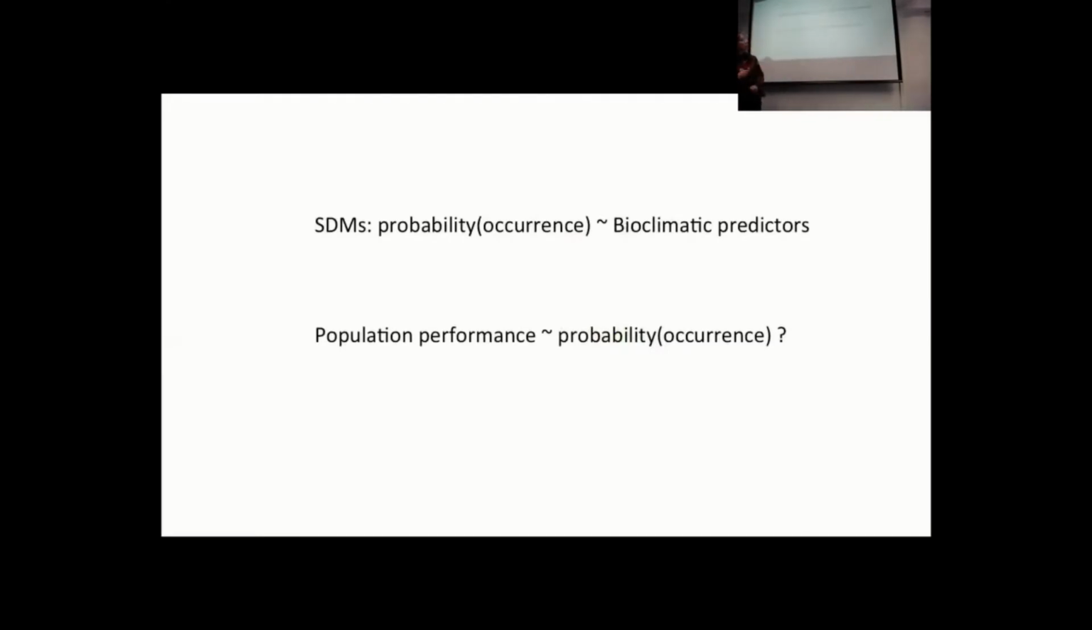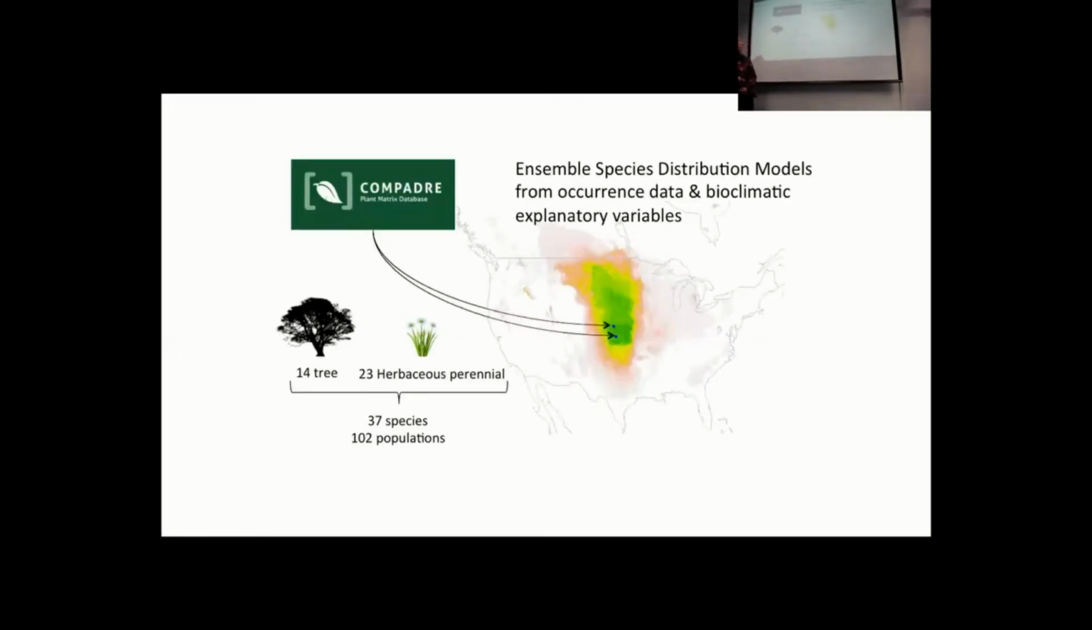So this is where we're building climate suitability models, predicting probability of occurrence from occurrence data by using bioclimatic predictors. Can we then take those predicted probabilities of occurrence and put them in as explanatory variables in order to predict population performance? So that just shows you that we're using COMPADRE data. COMPADRE data for the demographic performance for 14 trees, 23 herbaceous perennials, and 37 species in total.